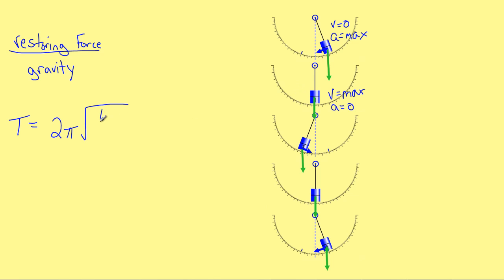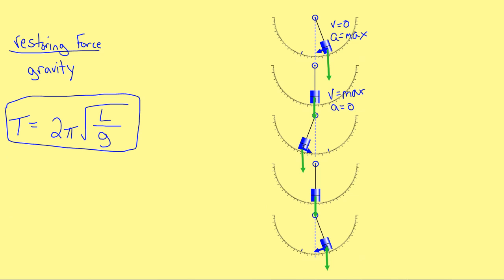And so the length of the string divided by the gravitational field strength, or the gravitational constant G. When we're on Earth, G equals 9.81. Whenever we're on the moon, G equals 1.6. And whenever we're on Jupiter, I think it's like 25 or 27. So this is going to be the equation to solve for the time period of a pendulum.